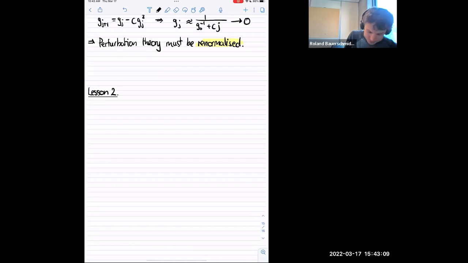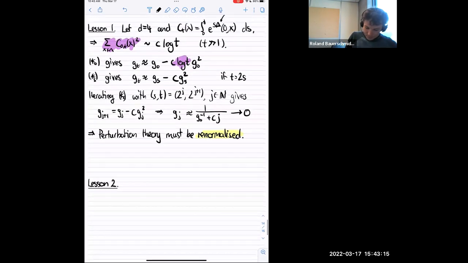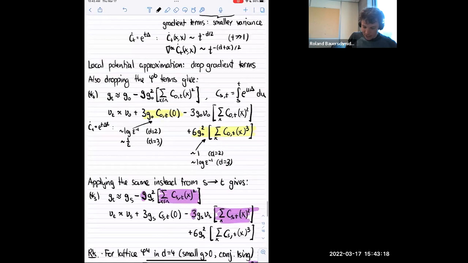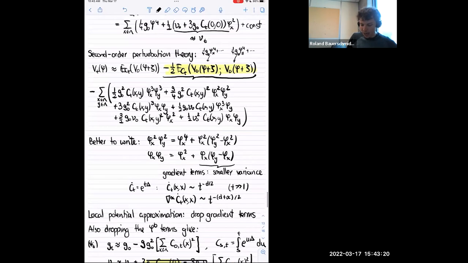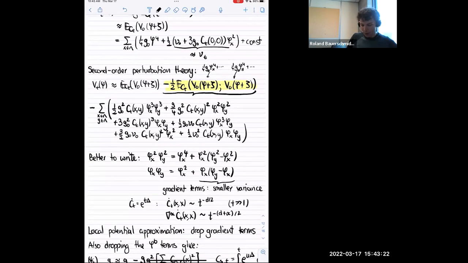So lesson two is, if you take the second order approximation I've written down literally, this is the formula I've written down, the big one. If you take it literally, you're running into some issues.